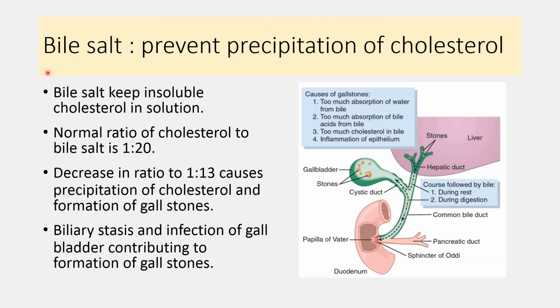Another important function of bile salt is the prevention of precipitation of cholesterol. Cholesterol is insoluble, but bile salt keeps insoluble cholesterol in solution. For this purpose, the ratio of cholesterol to bile salt should be 1:20. Whenever this ratio decreases, either because of a decrease in bile salt or an increase in cholesterol, it causes precipitation of cholesterol and the formation of gallstones. Biliary stasis and infection of the gallbladder also contribute to the formation of gallstones.